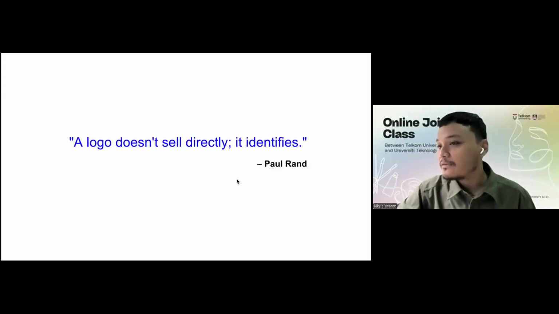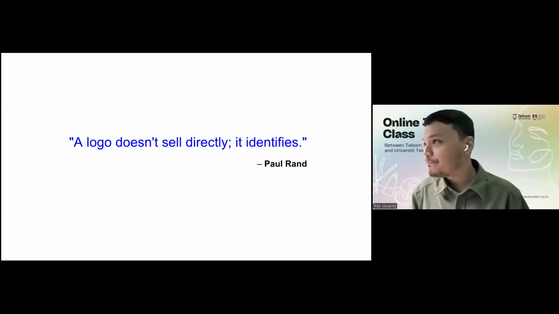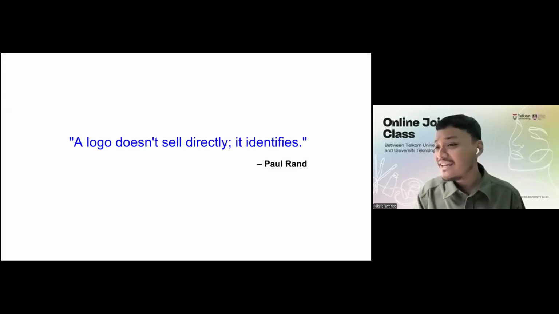So I start with "A logo doesn't sell directly. It identifies", a very insightful quote from the notorious Paul Rand. He's a designer, he's a legend, I would say. What we can learn from this is about the logo. So many people, or even students, still think that a logo could instantly improve the company's sales. It can improve everything suddenly by changing the logo or having a logo. But the aim is not that.